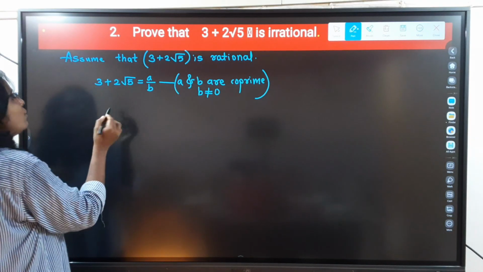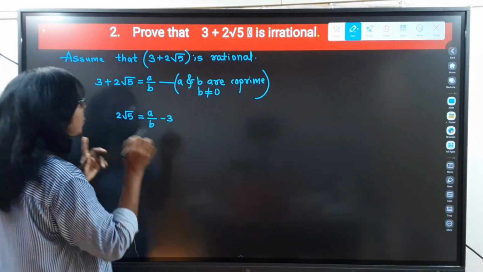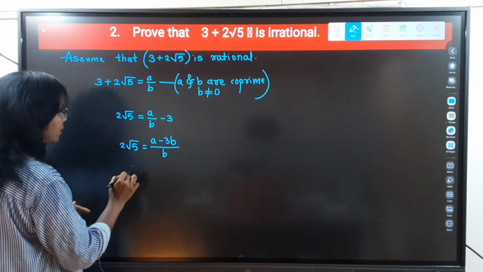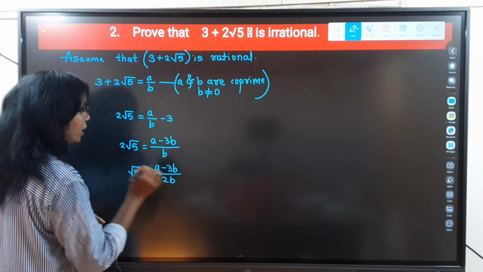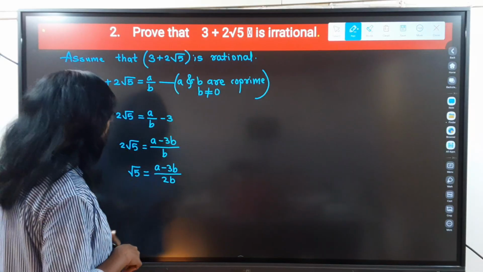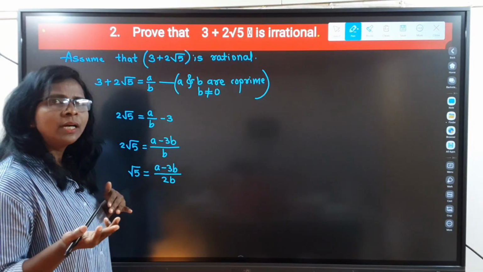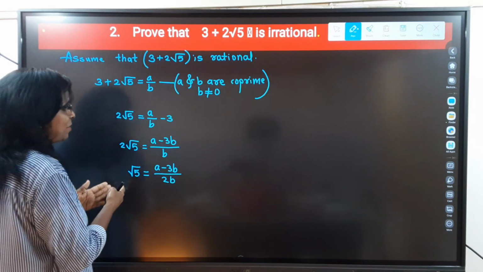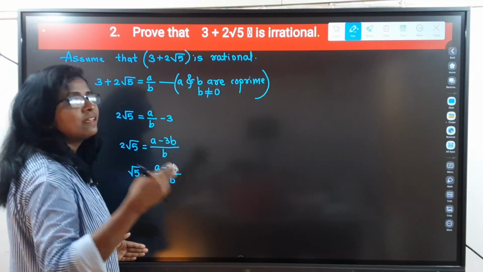Now students, we further simplify this equation. 2 root 5 is equal to A upon B minus 3. So 2 root 5 is equal to A minus 3B upon B. Further simplifying, we get root 5 is equal to A minus 3B upon 2B. Here A and B are integers, and A and B are co-prime. We earlier saw that root 5 is an irrational number students. That means the left hand side is an irrational number, and since A and B are integers, the right hand side is a rational number students.